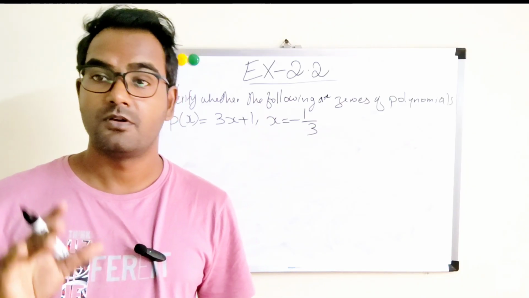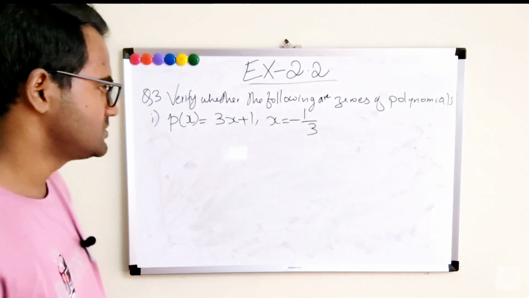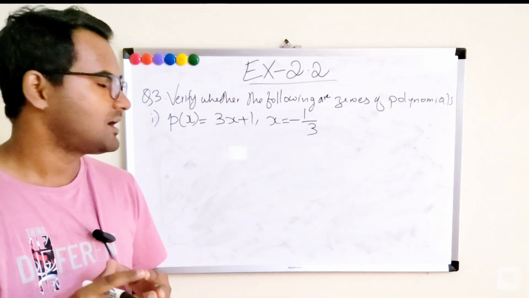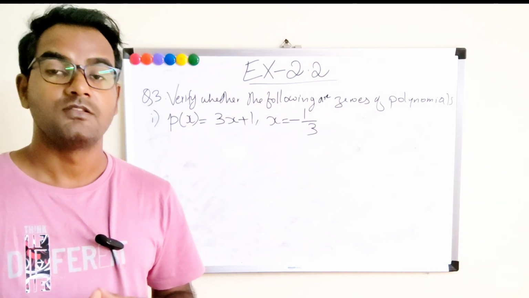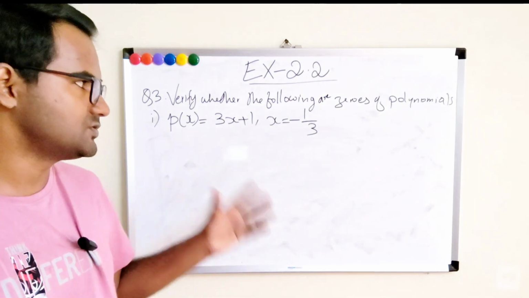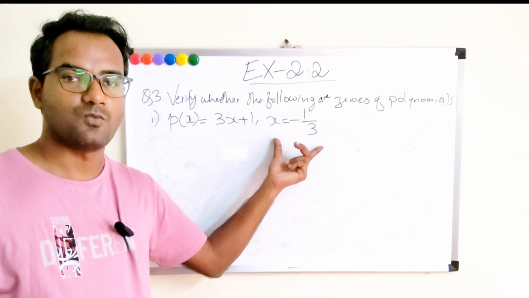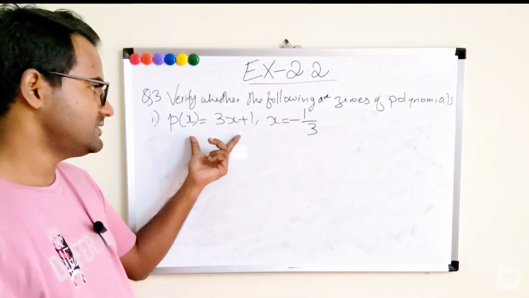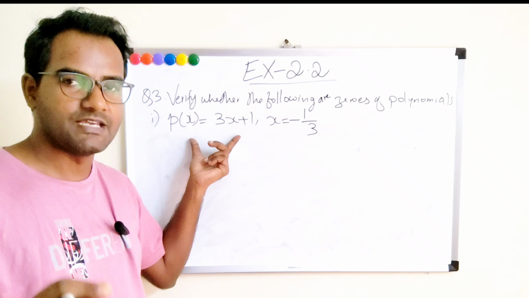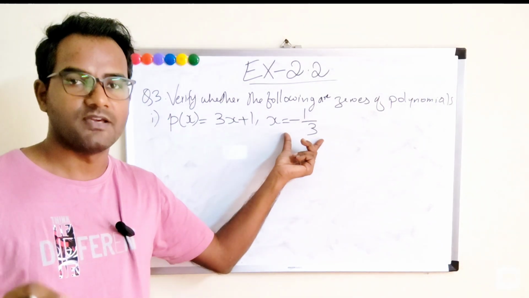Alright, so now let us continue with number 4. Right? So what do we have here? Verify the followings, whether they are the zeros of polynomial or not. Right? So we have to do that. So here the value of x is given to be minus 1 by 3. So wherever in this polynomial you see x, you have to replace that x with minus 1 by 3.